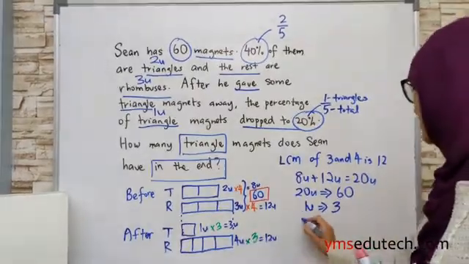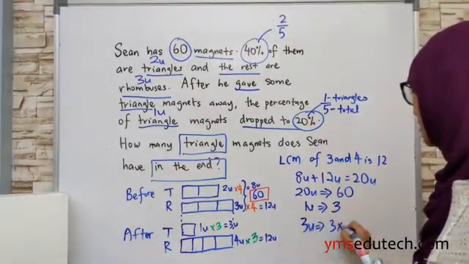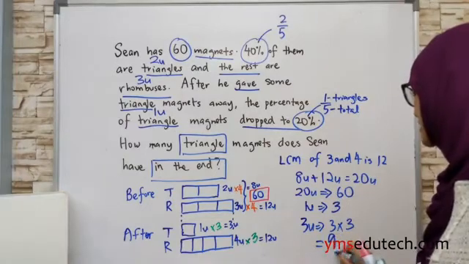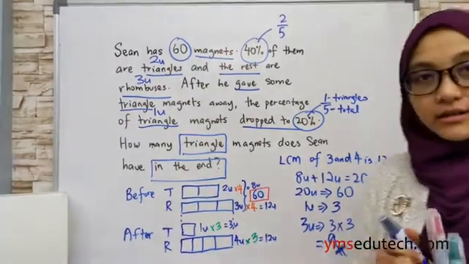3 units. So 3 units will be 3 multiplied by 3. Final answer is 9. Okay.